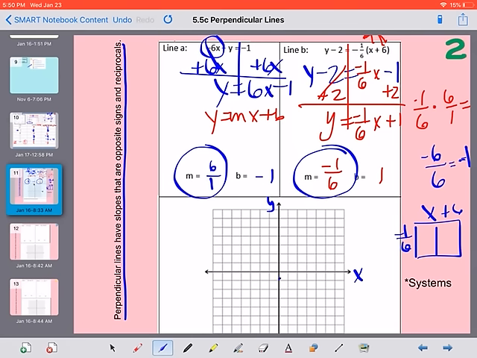First one begins at negative 1, and we have a slope of rise 6, run 1, so up 1, 2, 3, 4, 5, 6, and over 1, or down 1, 2, 3, 4, 5, 6, and over 1.